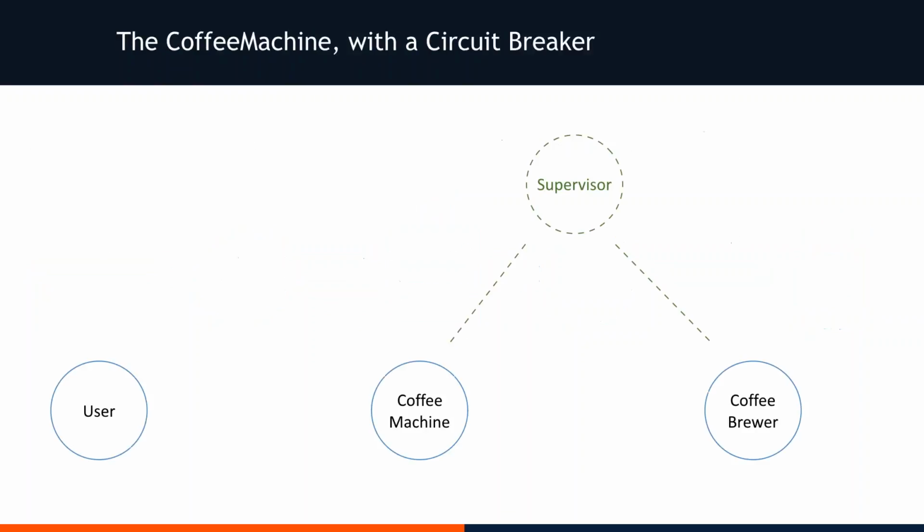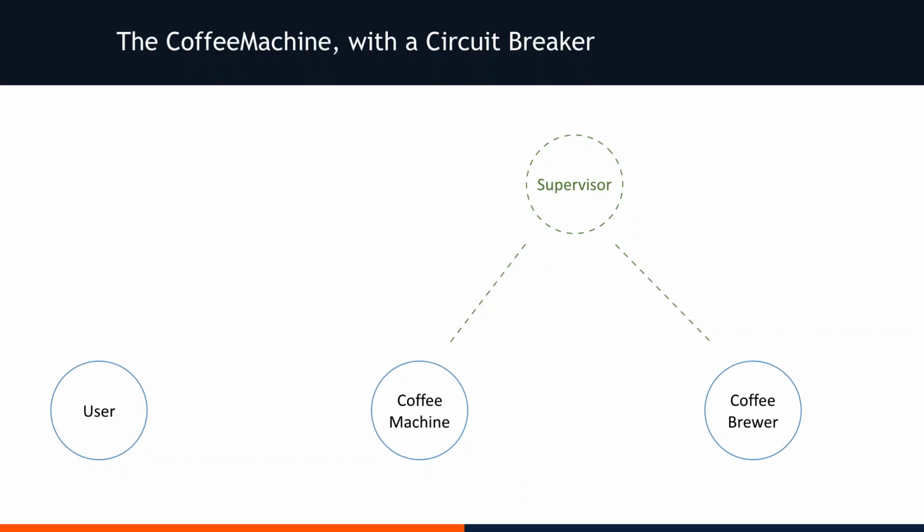Let's quickly check how this would work in our previous coffee machine example. In this case, we made things a little bit more fancy, where our coffee machine now is sort of split in two. You have a coffee machine actor there in the middle, which is sort of the user interface, and internally there's a coffee brewer, some component that brews the actual coffee.